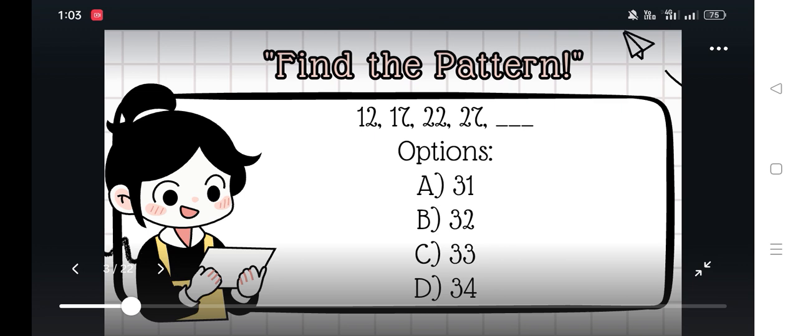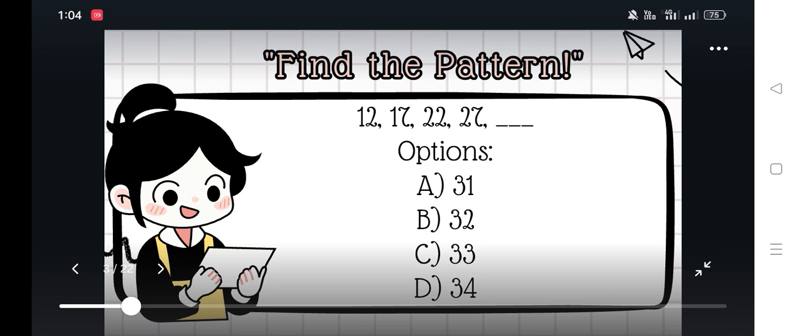Okay, let's start. First, we have 12, 17, 22, and 27. What is the next number? We also have the options here. Is it 31, 32, 33, or 34? So, what's your answer? Okay, very good. 32. How did you get the answer? By adding 5.